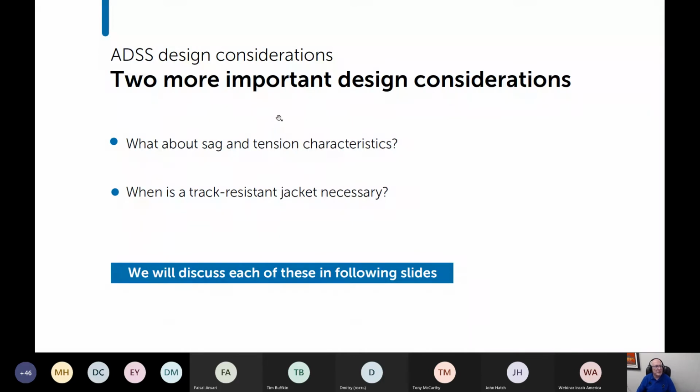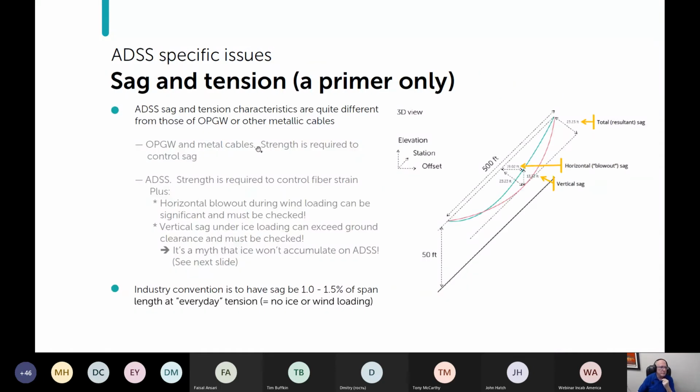Okay, a couple more things to talk about. What about sag and tension characteristics, and when do you need to use a track-resistant jacket? So, ADSS sag and tension is quite different from OPGW or metal cables. In metal cables, you have a high thermal coefficient of expansion, so under temperature changes, they change a lot. And just in general, they weigh more, and you end up needing strength to control their sag as a consequence of their weight.